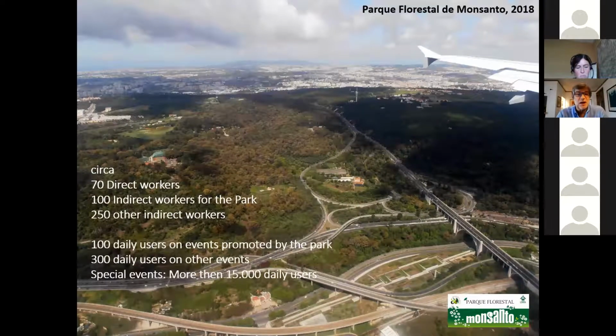But nowadays we have around 70 direct workers, 100 indirect workers and 250 other indirect workers that work for the park itself, but through some of the utilities that we have inside the park. And we have around 400 daily users and around 2 million daily passive users, which are the people who just pass in the park and the people who live in the city and who take the advantage of having such a park in the surroundings.